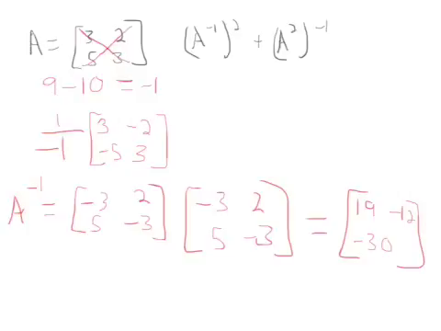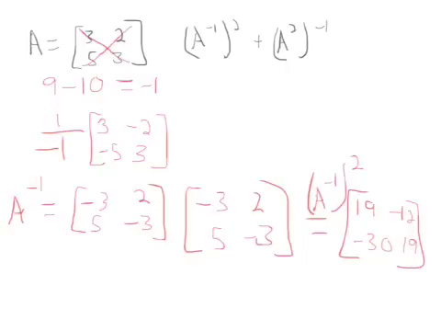Then the bottom right corner I find by taking row 2 times column 2. So 5 times 2 gives me 10, plus negative 3 times negative 3 gives me 9. So 10 plus 9 will give me a 19, and that goes right there. So this would be my A inverse squared. Now I need to find A squared and then take the inverse of that.